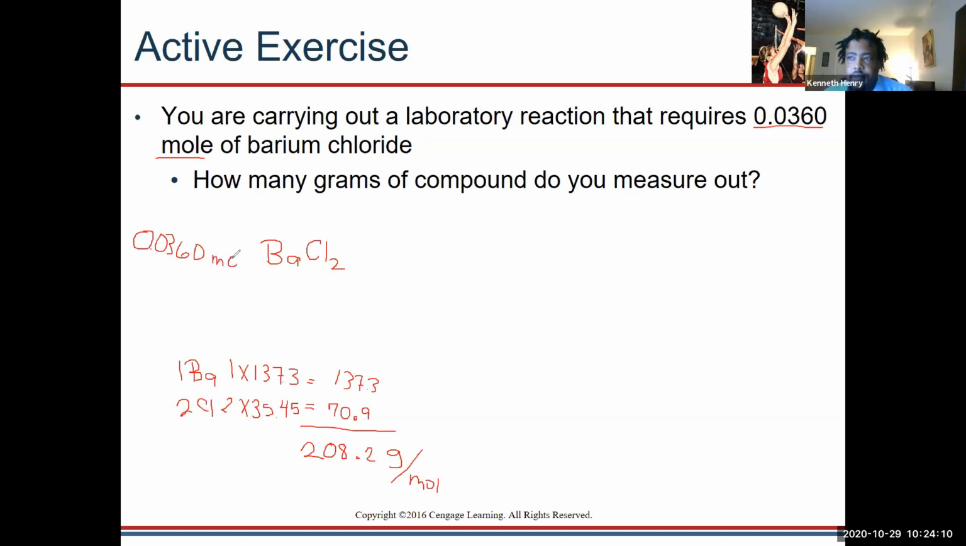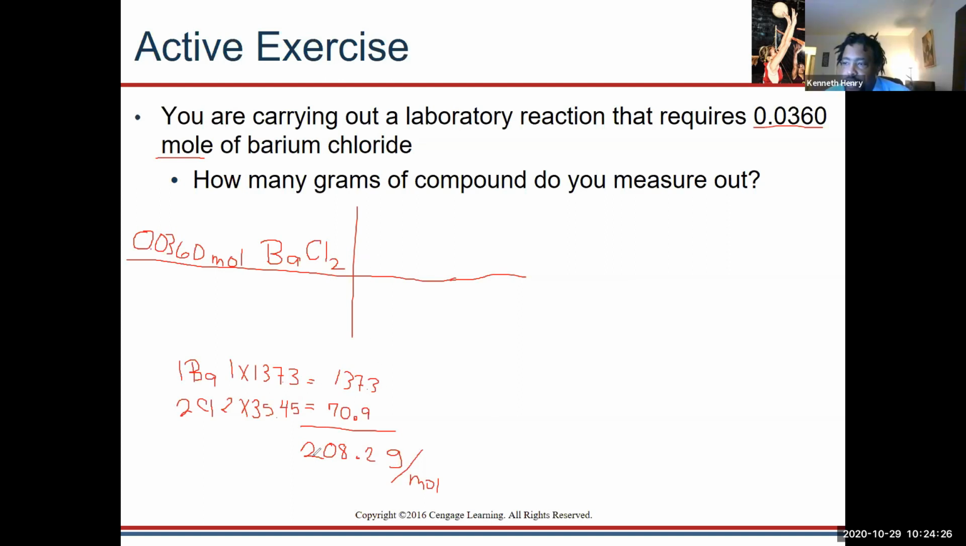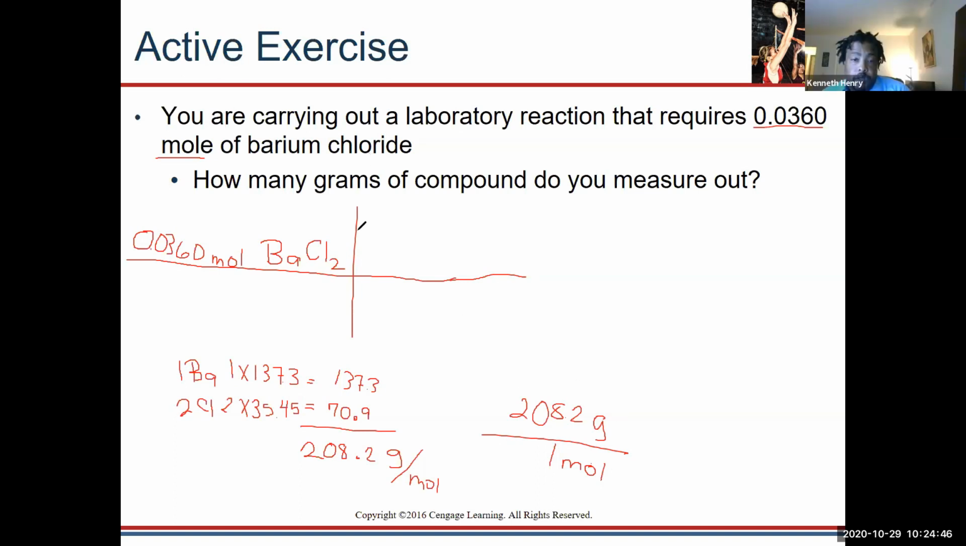So it's the same concept. Start off with your given. And then, can I use this guy down here to get rid of my moles? Yes. Okay, because when I put it like this, it really means 208.2 grams per 1 mole. That's what per means, right? It's divided by 1 mole. So then I could just put that in up here to get rid of my moles, can't I? Yes.